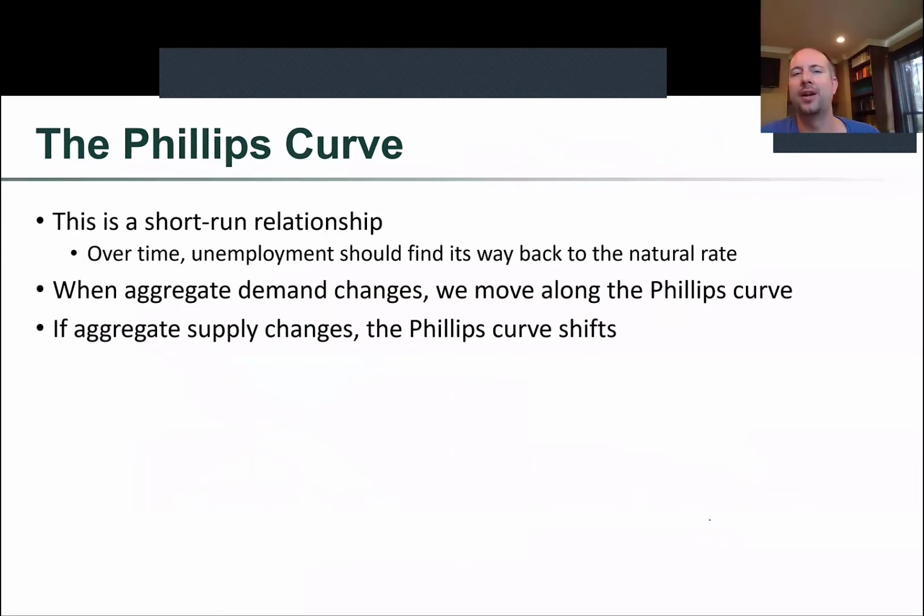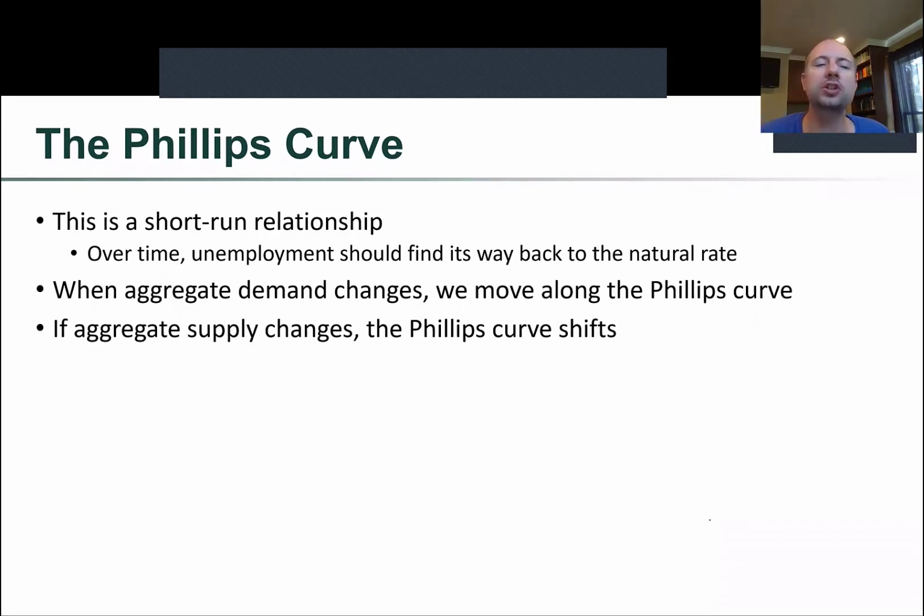So a couple of caveats we want to note here. This relationship looked really nice in that graph I showed you at the beginning in the 60s. It hasn't been so clean cut lately. A couple of reasons why. First, this is a short run relationship. So remember we talked about short run versus long run. And one of the things we said was that in the long run, wages adjust to get unemployment back to the natural rate. So over time, unemployment should find its way back to the natural rate, because if unemployment is really high and nobody has jobs, then wages eventually go down and we see firms get back to hiring.